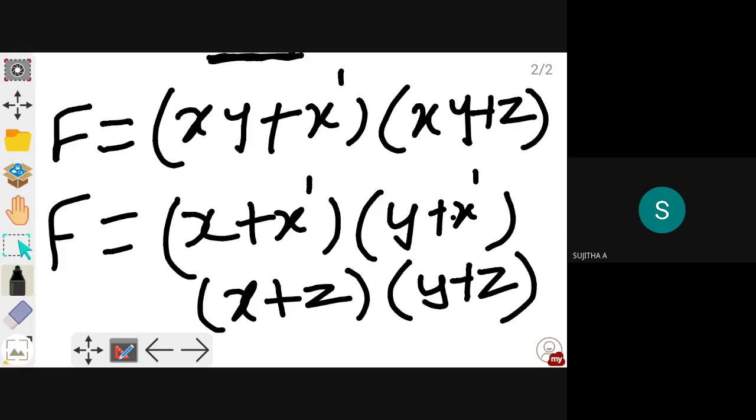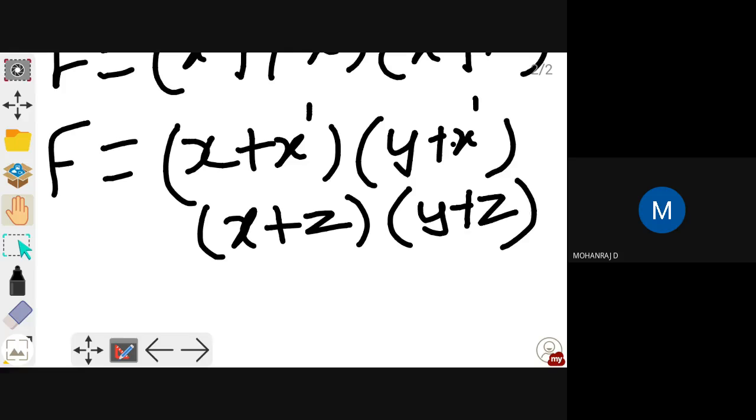So now has everything become a single term? Is it clear or not? Yes, ma'am. So for product of max terms, you use distributive law to separate the function. Now if you look at these four terms, what is the value of x plus x dash? 1, ma'am. 1. So you can leave that term. So now there are three terms: y plus x dash, x plus z, y plus z. So what do you have to do now? Actually, in this term, which variable is missing? Z, ma'am. Z. So you have to add plus z z dash.